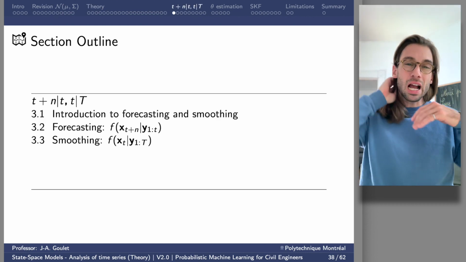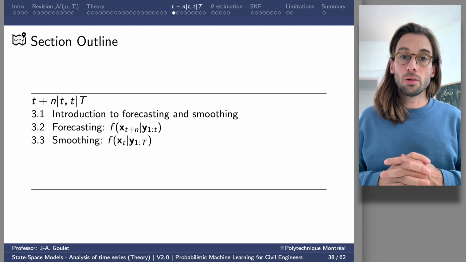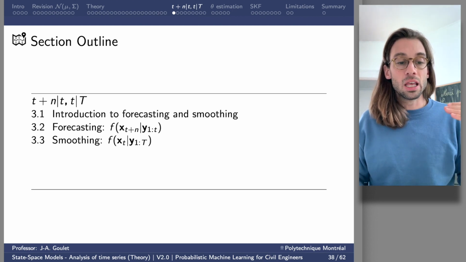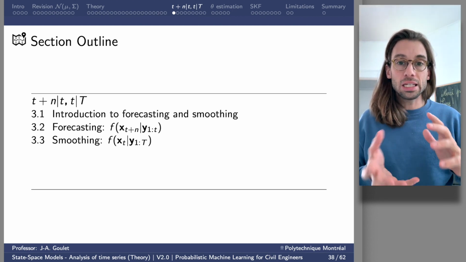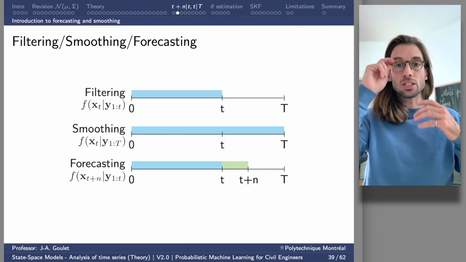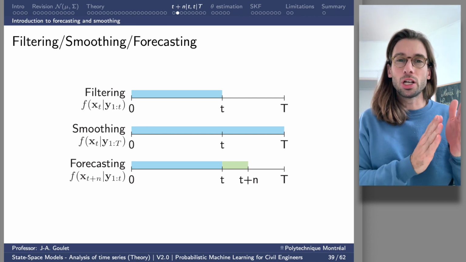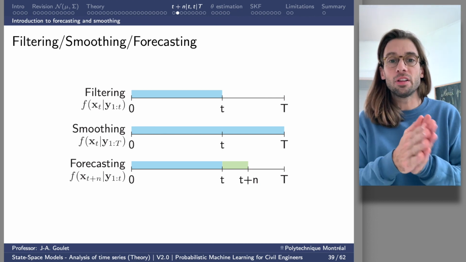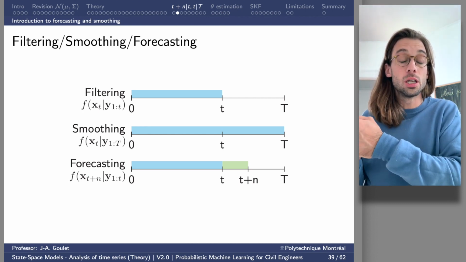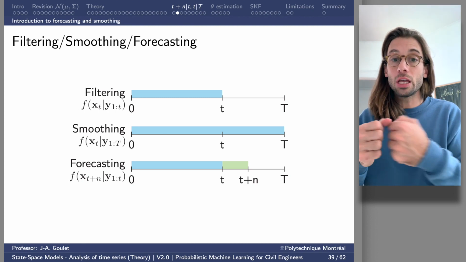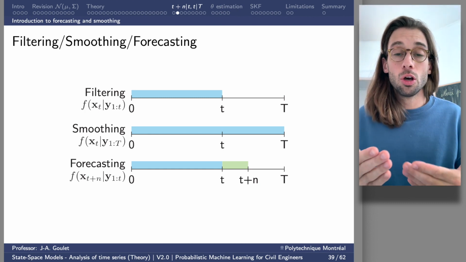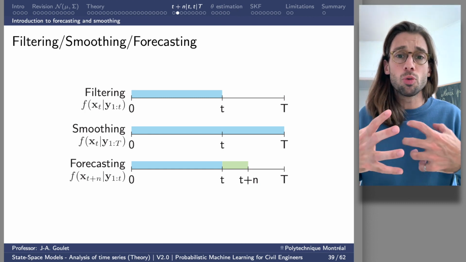Okay, so now let's see what kind of tasks we can do with this, other than just estimating the hidden states. We're going to look at how we can differentiate the terms forecasting and smoothing. What we've done so far is the task we call filtering, the same thing as the Kalman filter. Why do we call it Kalman filter? Because you can see it as a way to filter the signal from the noise in your process. This is one thing you can do with the Kalman filter, but it's much more general than this.